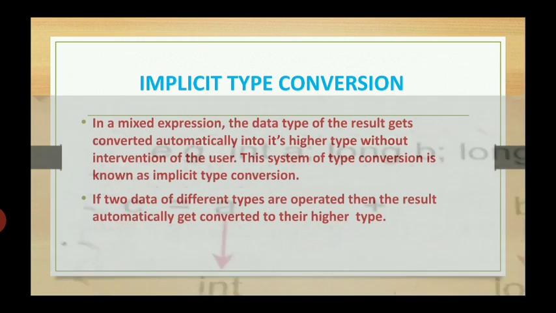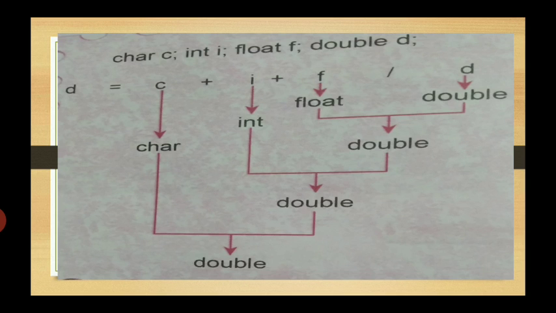Another example you see: char c, int i, float f, double d. So there are four variables with four different data types. The expression is d equals c plus i plus f slash d. Now c is character, i is integer, f is float, d is double. Now see how it happens. Float and double, which is bigger? Double is bigger. So float and double will automatically get converted to double. Okay, next.